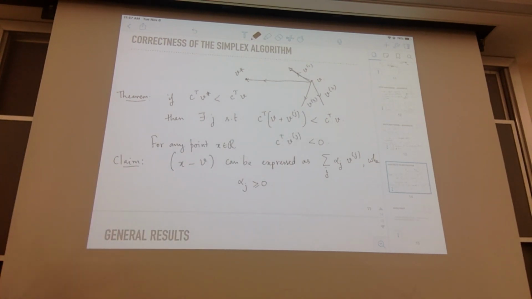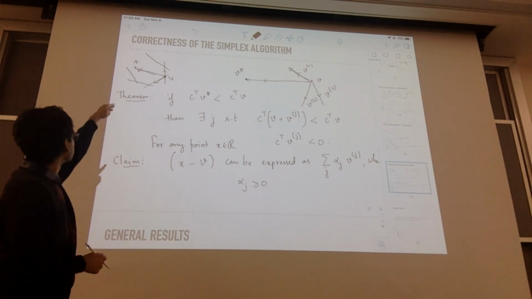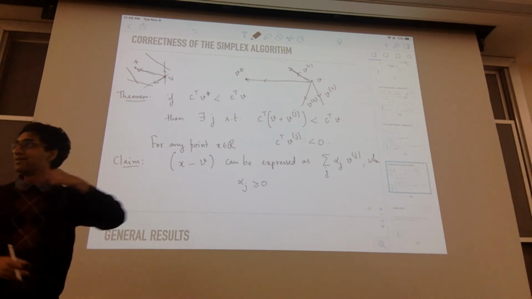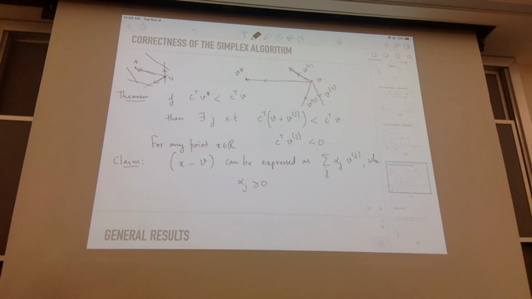This is an interesting fact, right? In 2D, you have these two edges, and this is some V. It's saying that for any point X here, the direction X minus V can be written as some positive combination of these two directions. Intuitively, it's highly believable.